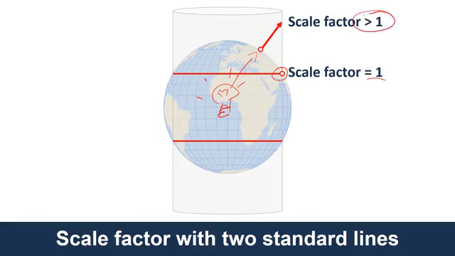And so that makes sense that the scale factor is going to be greater than 1, because objects will look larger than they really are. The local scale will be larger than the principal scale. That means the scale factor will be greater than 1.